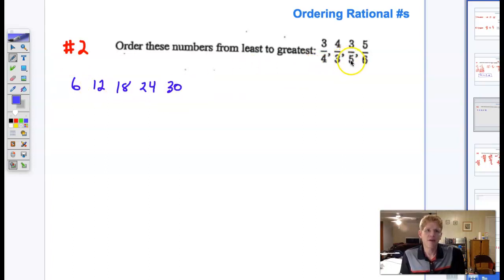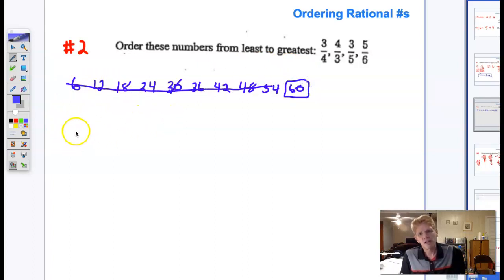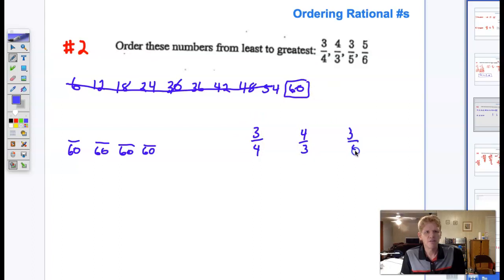Hey, 5 will go into that one, but 4 won't, so that one won't work. 60, hey, 6 will go into that one, 5 will go into that one, 3 will go into that one, and 4, it turns out, will also go into that one. None of these will work, but 60 is our common denominator. So let's figure out what that means. So we'll put 60 on the denominator for all of these, and we'll figure out what needs to go into each one of these. What do I need to multiply by the bottom for each one of these to get 60? And it turns out that I can do that fairly quickly.